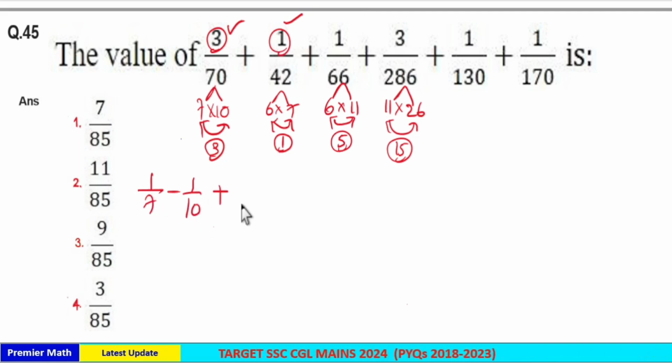Same way, second term, 6 and 7 in the denominator. So 1 by 6 minus 1 by 7. 7 minus 6 is 1 in the numerator. 6 into 7, 42 in the denominator. So first two terms we write.